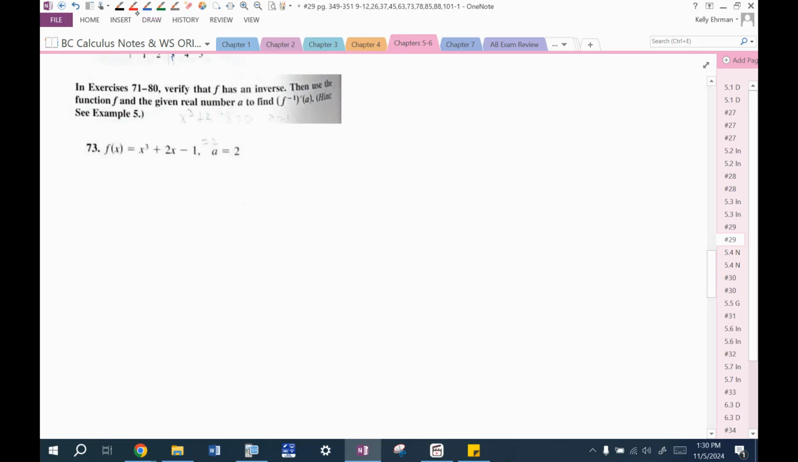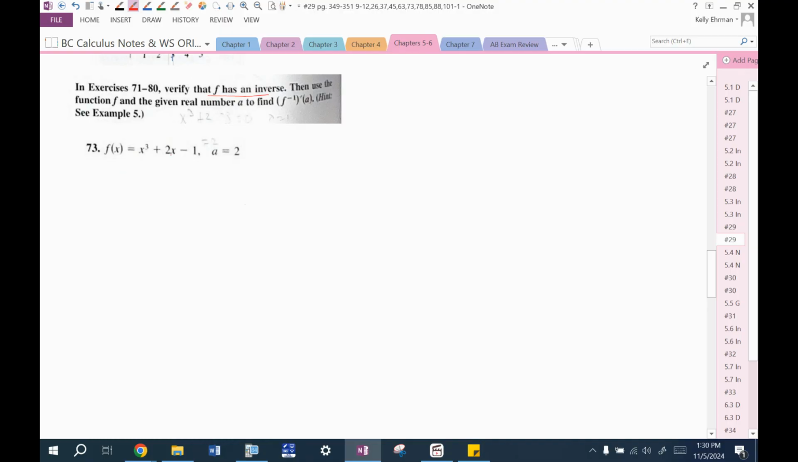For 73, it says verify that f has an inverse, then use the function f and the given real number a to find f inverse prime of a. All right, so there are steps to this, but first it says verify that f has an inverse. So the domain for f is all real numbers. So we want to make sure this isn't one of those cubic functions that does this, where it would fail the horizontal line test.